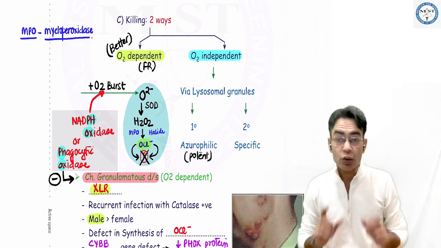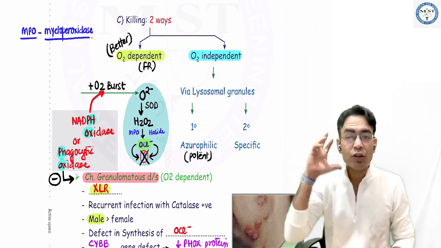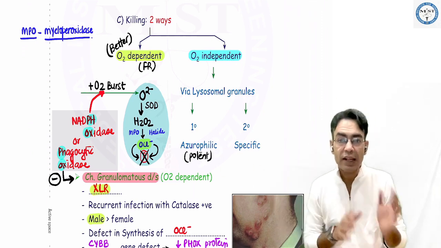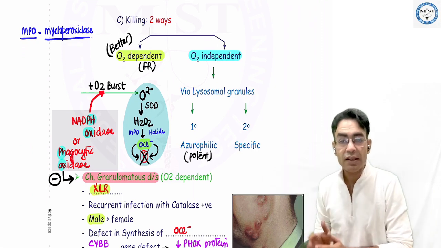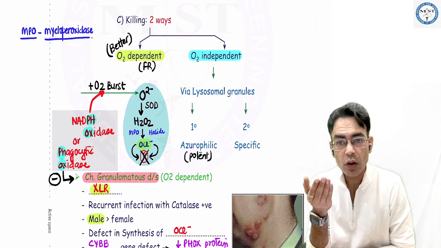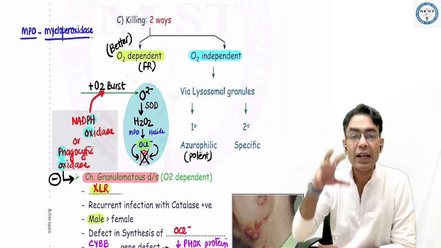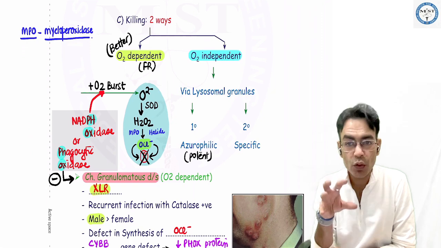OCl negative. So this you have to remember, you don't have to memorize all of it, beta. Nobody is going to ask you the steps. They ask you the enzymes and they ask you the free radical. So the enzyme is NADPH oxidase, phagocytic oxidase, and the free radical is OCl negative. If you're not able to do oxygen dependent killing, then you do oxygen independent killing, and that is with the help of the granules inside the neutrophils.